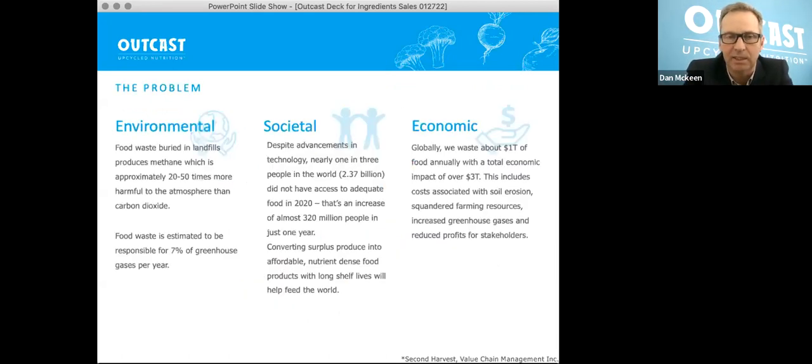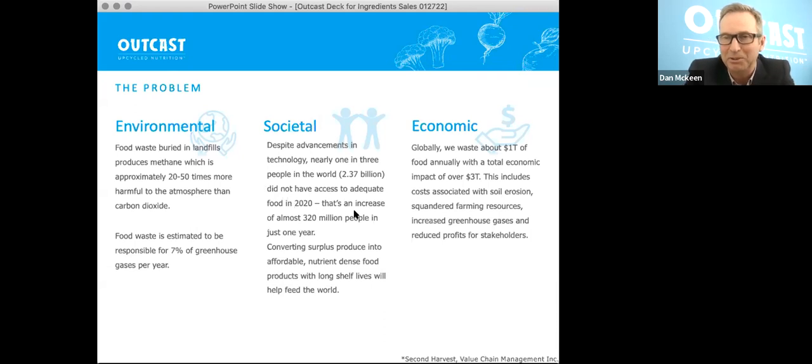Food waste is quite harmful for the environment. It produces methane, which is 20 to 50 times more harmful to the atmosphere than carbon dioxide, and it's estimated to be responsible for 7% of greenhouse gases per year. We don't feed all the people in the world, and the number of people is increasing. So being able to reduce food waste and create consumable food from it, affordable, nutrient dense food products with long shelf lives, will help feed the world.